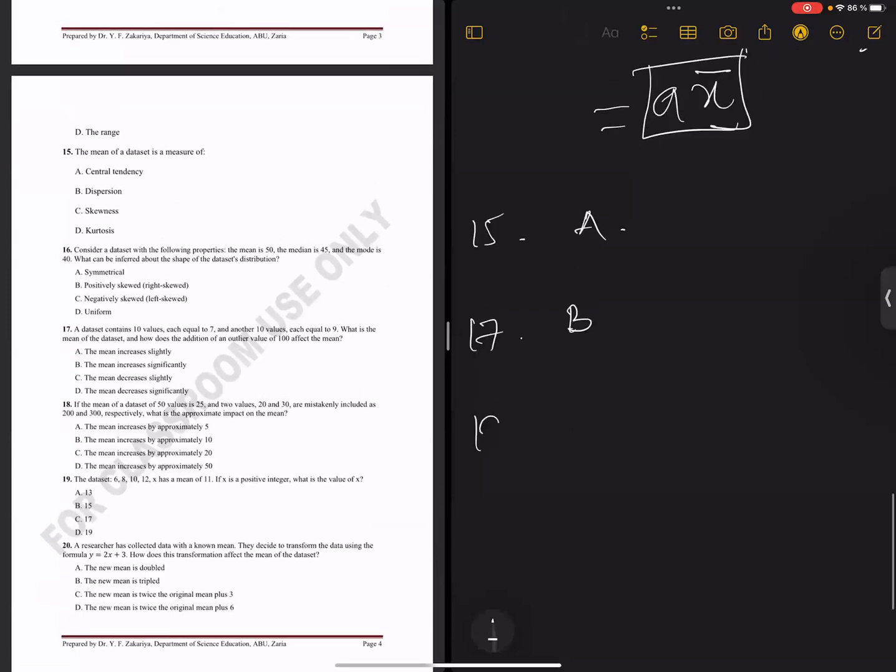Let's now go to problem number 19. The data set, we have done something like this before. The data set 6, 8, 10, 12, and x has a mean of 11. If x is a positive integer, what is the value of x? So we use our knowledge of arithmetic mean. 6 plus 8 plus 10 plus 12 plus x divided by 5 equals the mean we are given, 11.